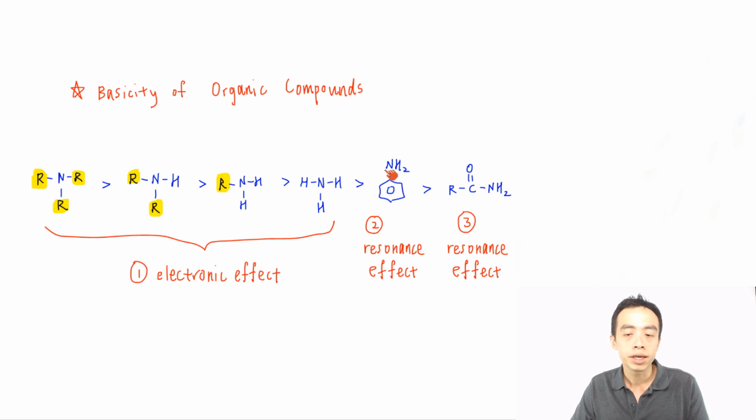Now what we notice in this case, our phenylamine is less basic than ammonia. Later we will talk about this using the resonance effect. And our amide is less basic than phenylamine. In fact, our amide is neutral, so it actually doesn't function as a base, and the nitrogen doesn't donate a lone pair. So later we'll also be able to explain this using the resonance effect.